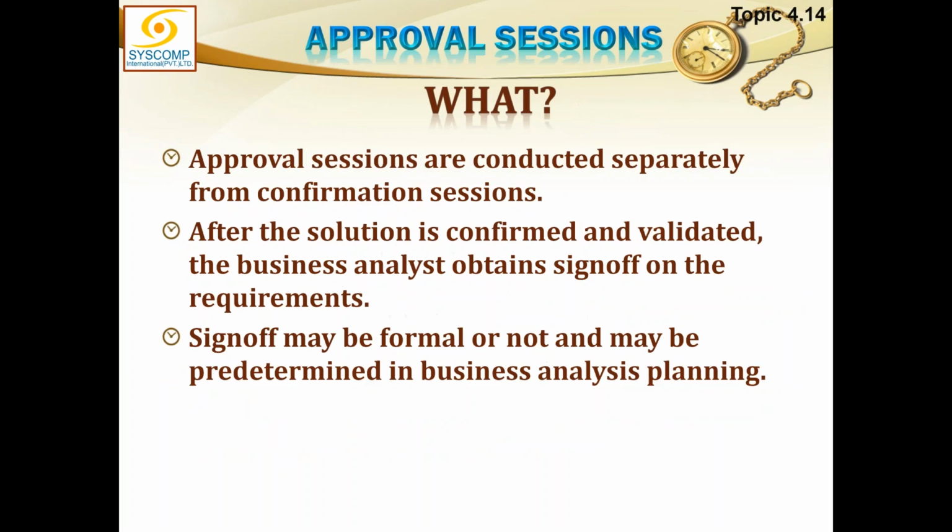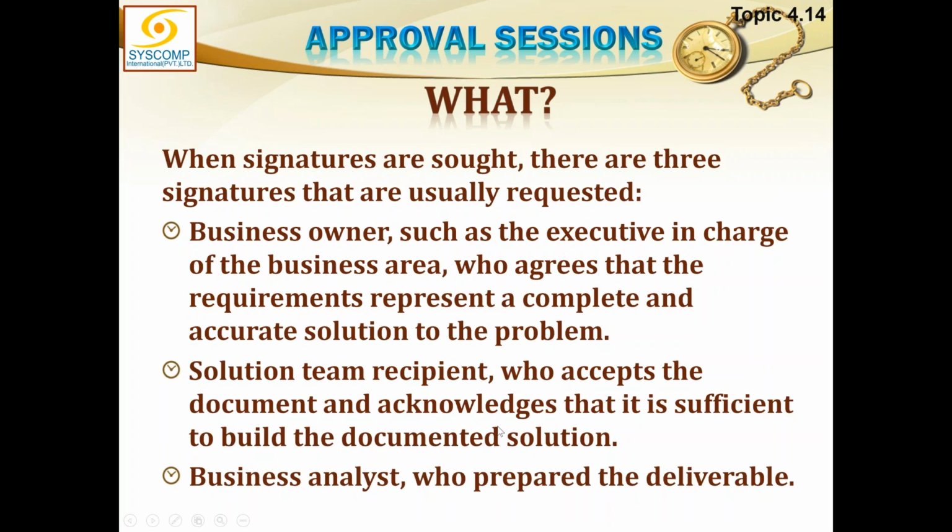4.14 is approval sessions. Approval sessions are conducted separately from confirmation sessions. After the solution is confirmed and validated, the business analyst obtains sign-off on the requirements. Sign-off may be formal or not and may be predetermined in business analysis planning. When signatures are sought, there are three signatures that are usually requested. Number one is a business owner, such as the executive in charge of the business area, who agrees that the requirements represent a complete and accurate solution to the problem.